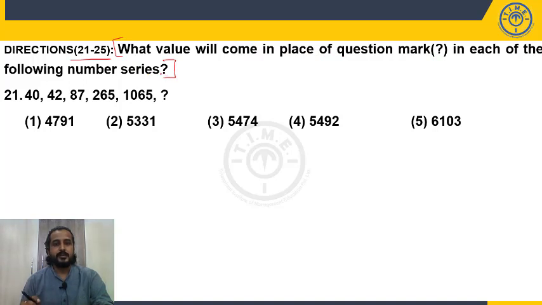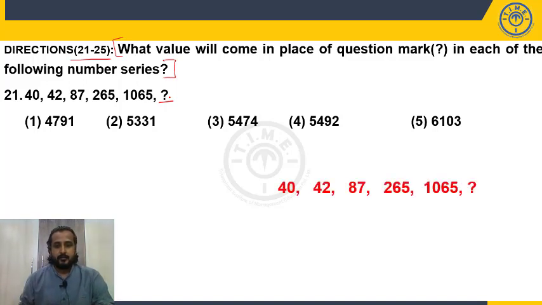It is not a wrong number series. We just need to find the next number or the missing number in the series, which will come in the place of the question mark. So these kinds of questions are easy. If it is a wrong series, it may be a bit difficult, but finding the next or missing number are easy, doable questions. Now, 40, 42, 87, 265, 1065.